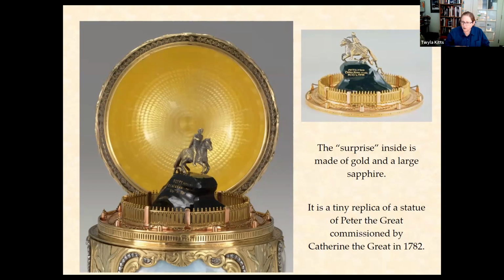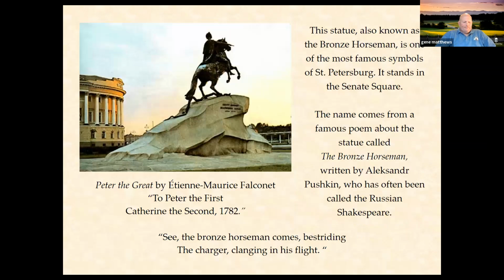So inside, when you open the top, up rises this miniature statue of Peter the Great. And it's based on a real statue that was commissioned by Catherine the Great in 1782. It's also known as the Bronze Horseman, and it's one of the most famous symbols of St. Petersburg. It stands in Senate Square today. And that name comes from this famous poem about the statue called The Bronze Horseman, which was written by Alexander Pushkin, often called the Russian Shakespeare, one of the greatest poets who's ever lived. The statue is by a French sculptor named Falconet.